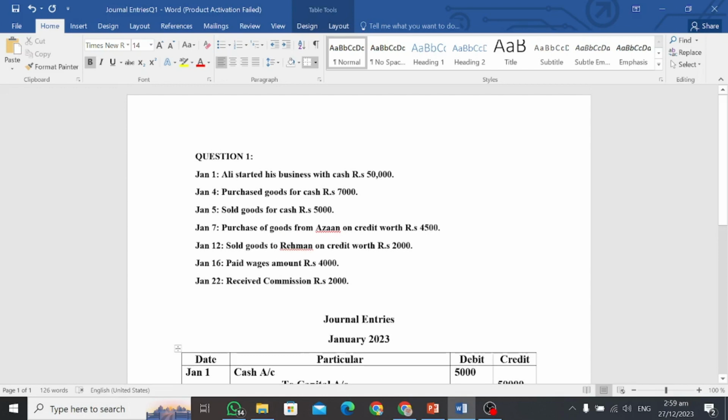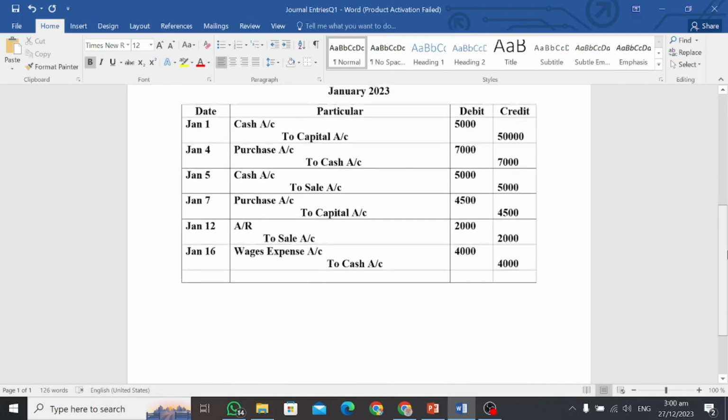Then we have the last transaction of the month, that is January 22, received commission rupees 2,000. Now commission is an income. So when we receive an income, it is credited. It is considered as capital, so it is credited when its value increases. So commission account will be credited, and as we received cash, the value of asset is increased, so cash account will be debited.